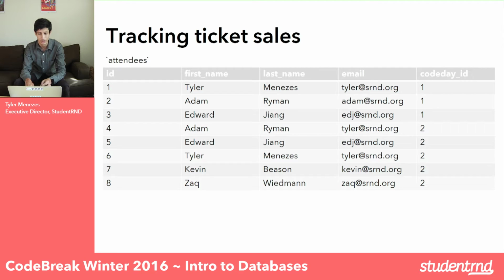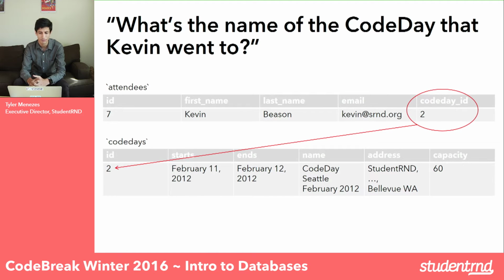So if I wanted to know, hey, what's the name of the Code Day that Kevin went to, I could go ahead and look that up, right? I could say, okay, I see that Kevin, who is ID 7, attended Code Day ID number 2. And in the Code Days table, Code Day ID number 2 is Code Day Seattle, February 2012, which I think is actually probably not the first Code Day that Kevin attended if he's watching, but I don't think he is.